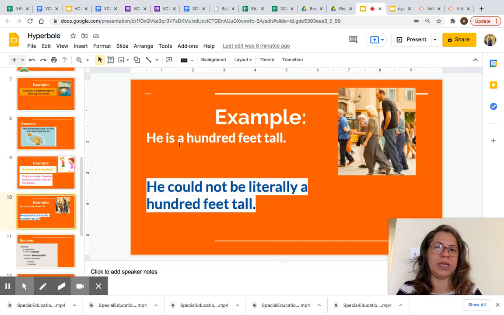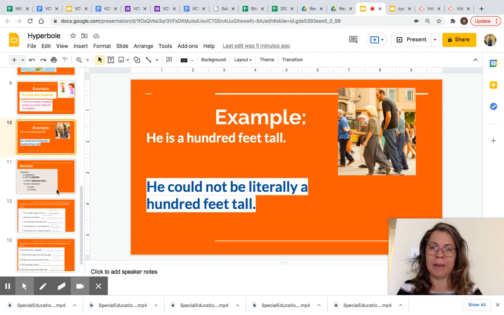Another example: he is 100 feet tall. He could not be literally 100 feet tall. So this person is not actually 100 feet tall. It just means that the person was very tall. So it is an exaggeration.